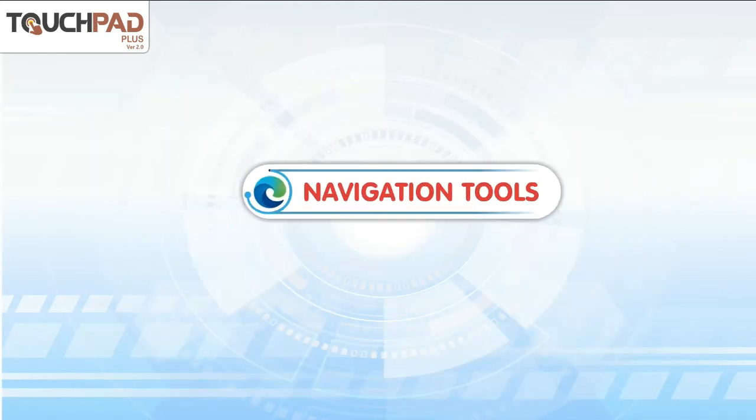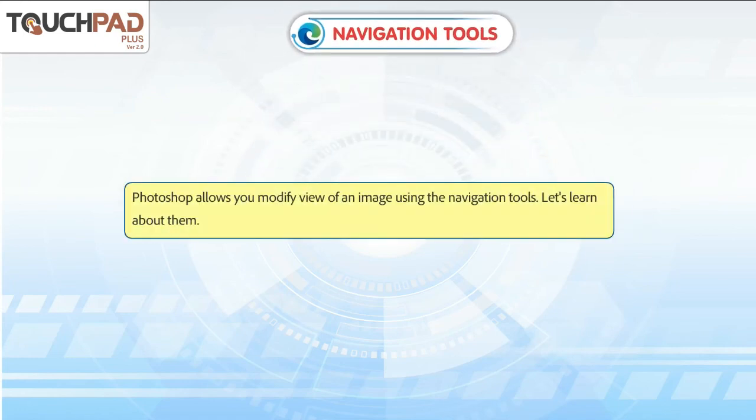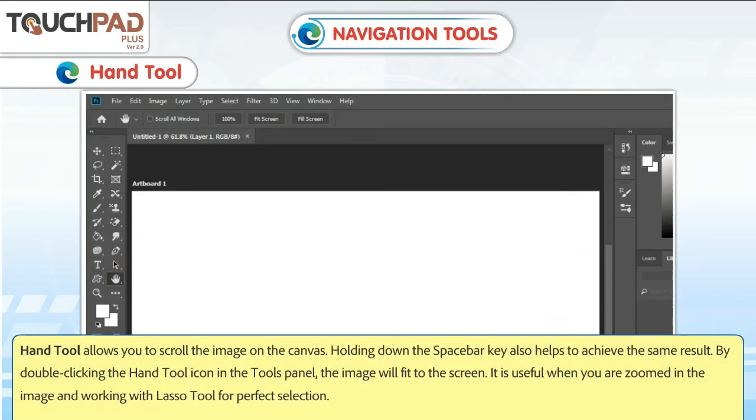Navigation Tools. Photoshop allows you to modify view of an image using the navigation tools. Let's learn about them. Hand tool. Hand tool allows you to scroll the image on the canvas. Holding down the spacebar key also helps to achieve the same result. By double-clicking the hand tool icon in the Tools panel, the image will fit to the screen. It is useful when you are zoomed in the image and working with lasso tool for perfect selection.